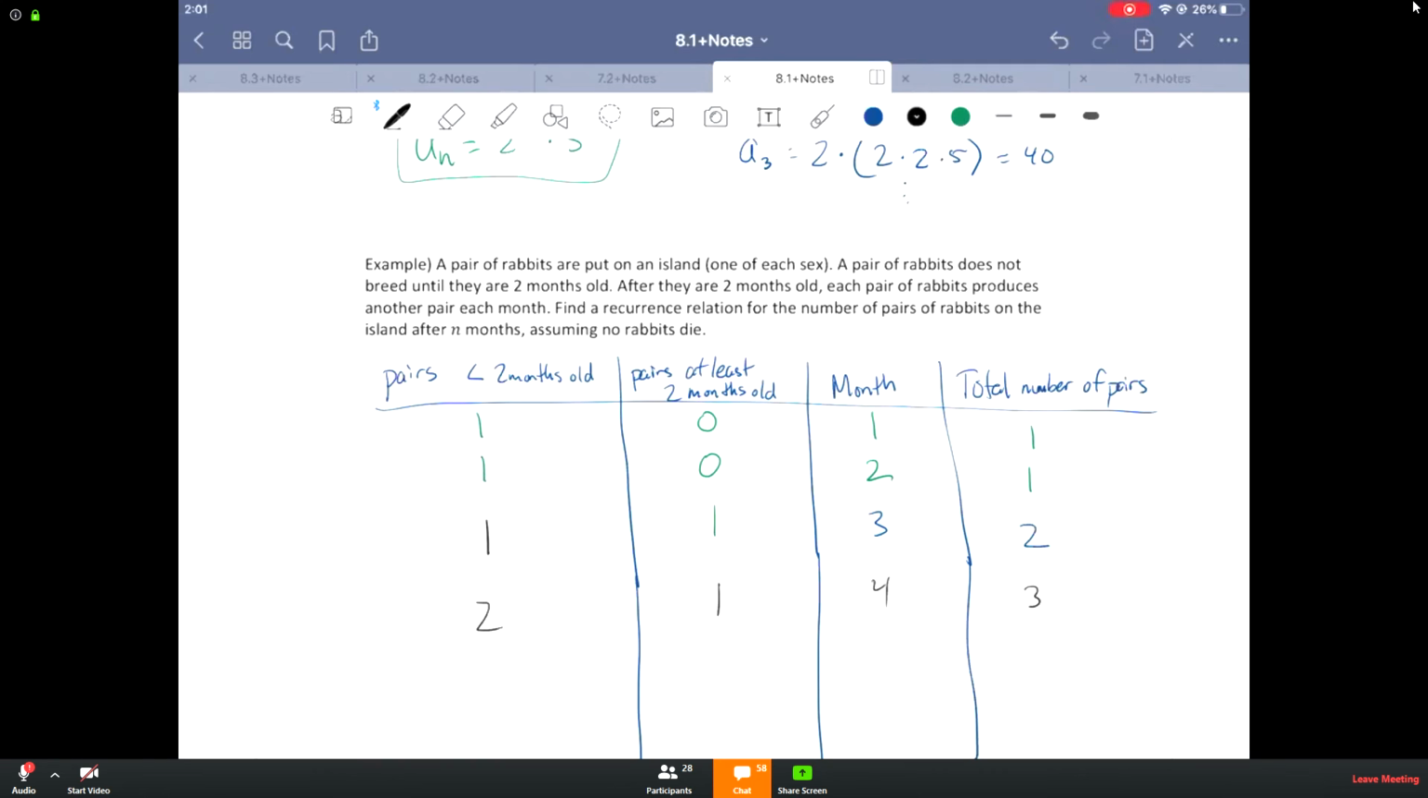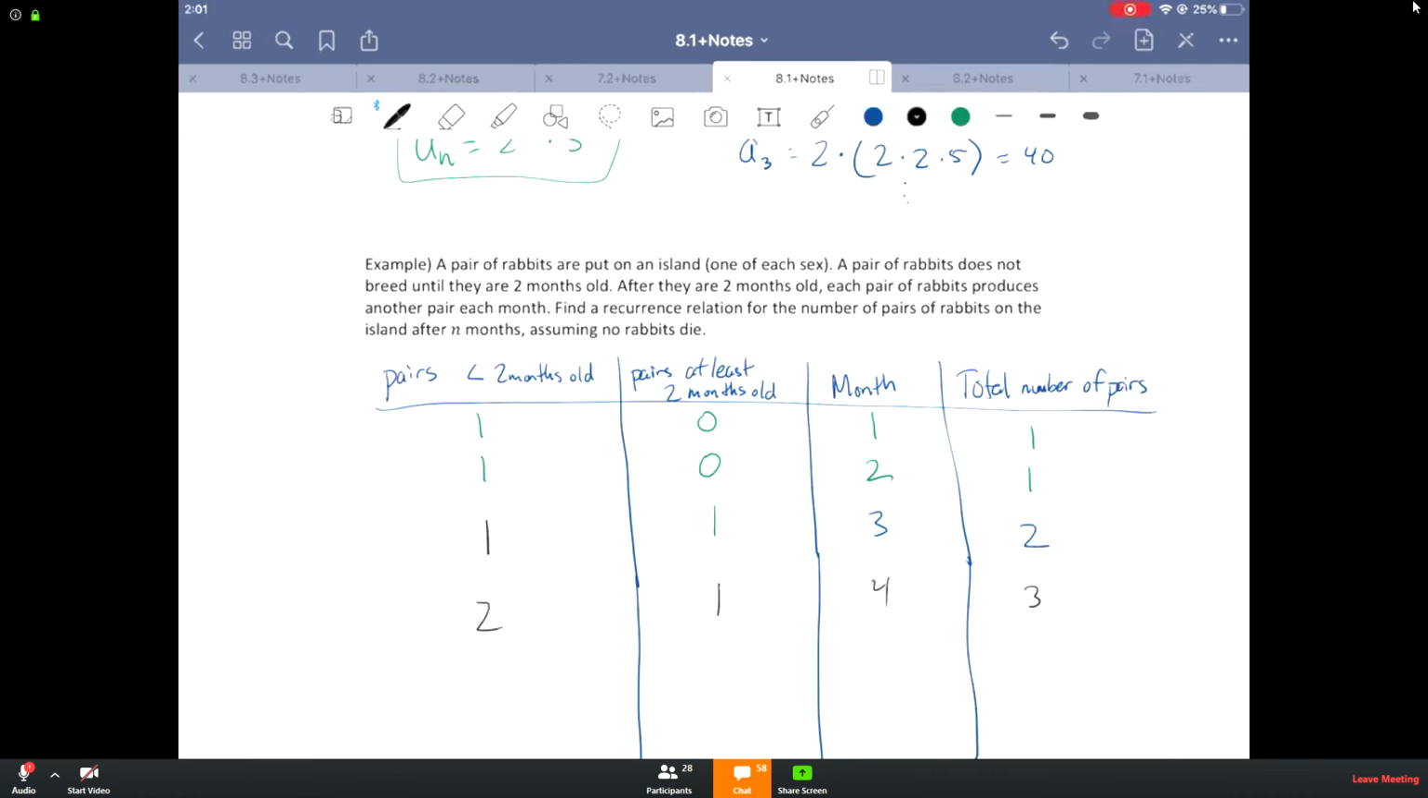So why just the second row? Why do we have 1 again? In the second row, in this one? Yeah, no, the pairs are at least 2 months old. This one? Yeah. Because you still only have this 1 over here, right? This one was just born, so they haven't moved over yet. They're only 1 month old. They're not 2 months old. Okay. Yeah. I see.